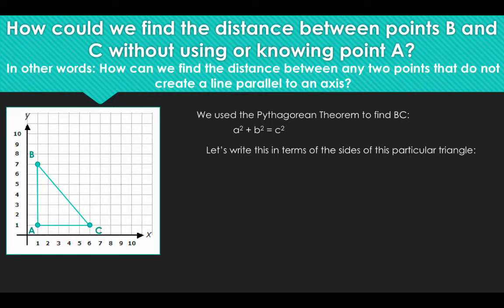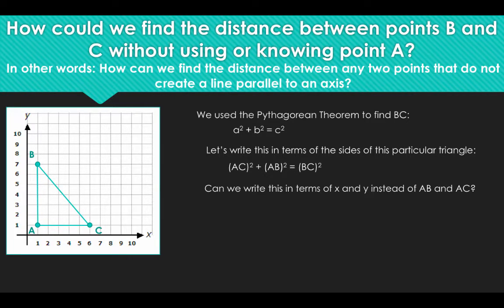So now let's write this in terms of the sides of this particular triangle. So A was the distance from A to C, and B was the distance from A to B, and then C was the distance from B to C. So now instead of writing the sides, AC and AB, can we write this in terms of X and Y?